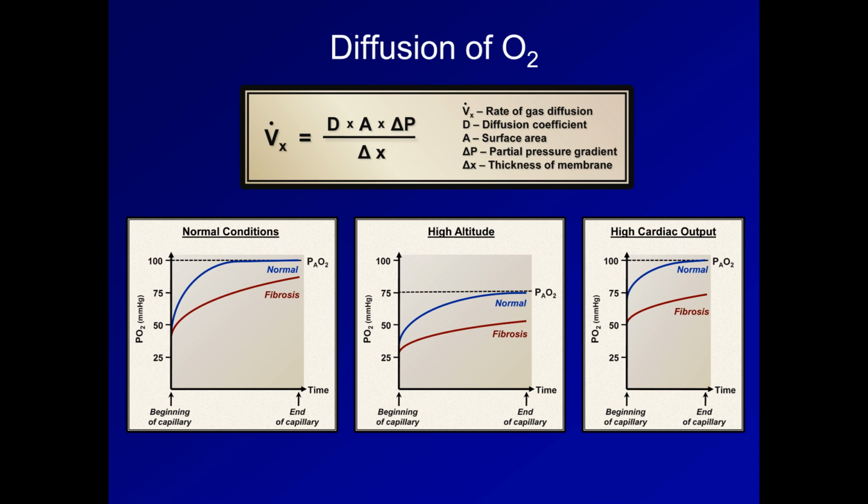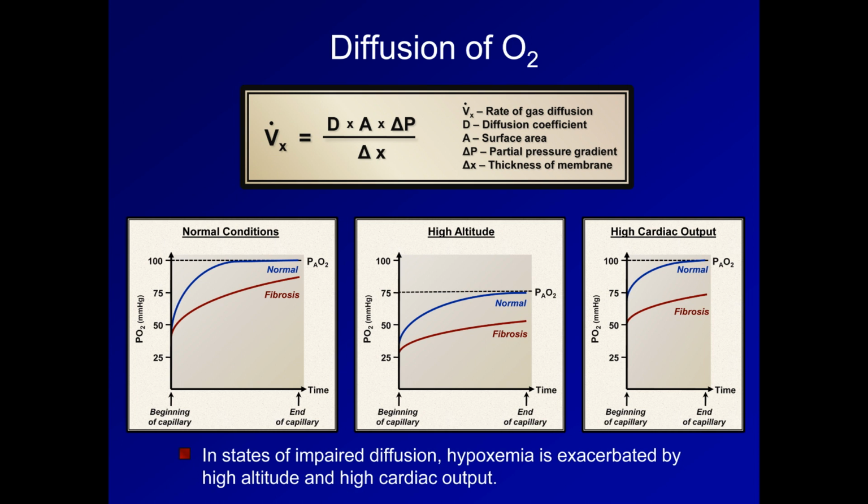The bottom line is that in states of impaired diffusion, such as interstitial lung disease and pulmonary fibrosis, hypoxemia is particularly exacerbated by high altitude and high cardiac output.